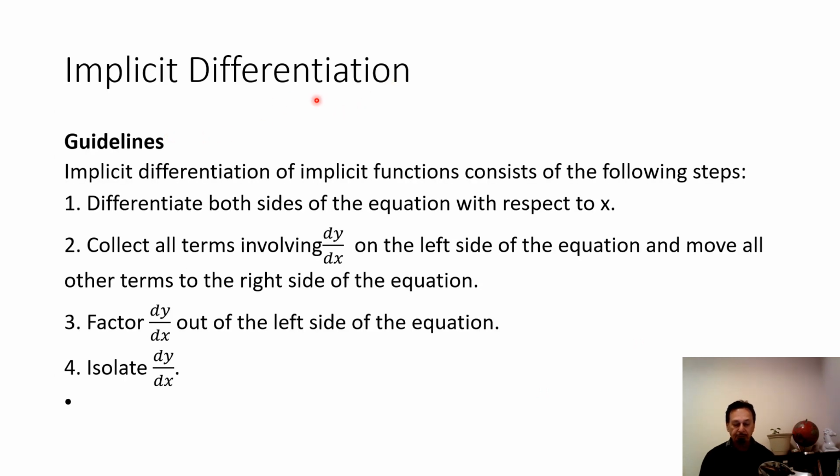Implicit differentiation guidelines. Number 1, differentiate both sides of the equation with respect to x. Number 2, collect all terms involving dy over dx on the left side of the equation and move all other terms to the right side of the equation. Number 3, factor dy over dx out of the left side of the equation and then isolate dy over dx.